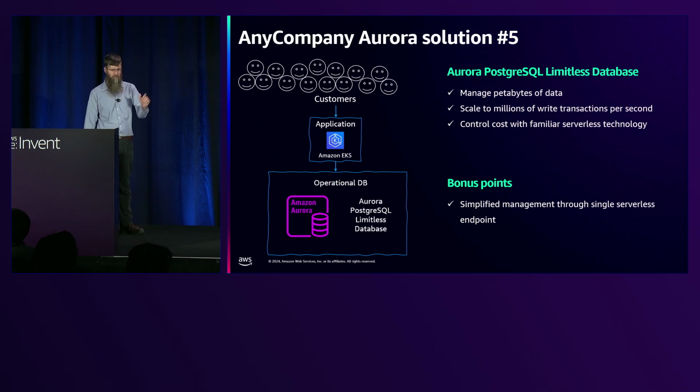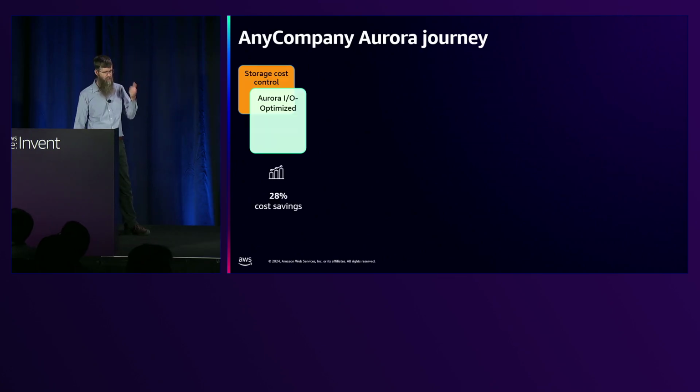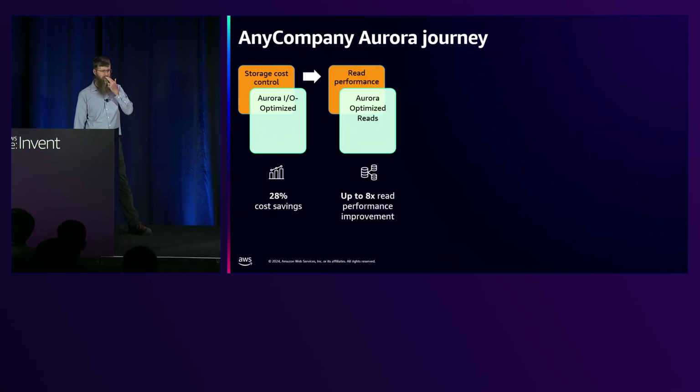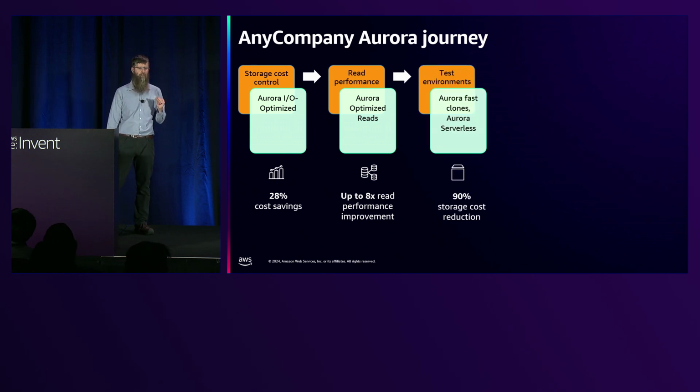All right, summary. I think we nailed it. Challenge number 5, all good. So now we reach the end of any company's journey, right? Just to sum the whole thing up, what did we do? We gave them 28% cost saving by using Aurora IO Optimized, and we gave them predictability, remember? We solved the challenge of read performance and gave them up to 8 times read performance by using those D instances, that optimized read feature.